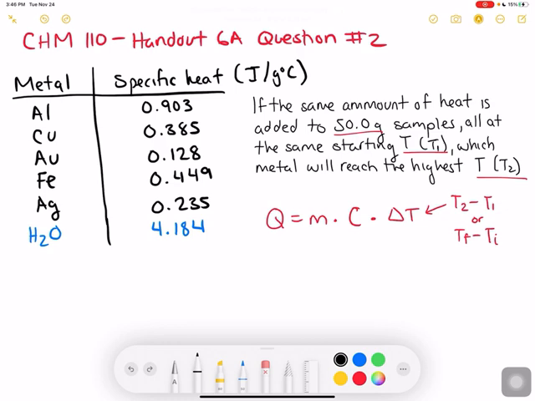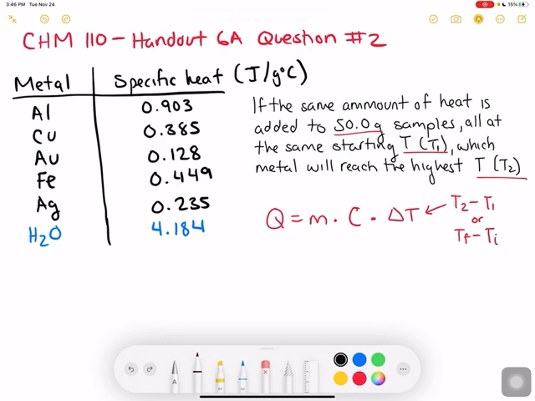Now you can do all of this mathematically, by using the formula Q equals mass times specific heat times the change in temperature, or temperature 2 minus temperature 1, final temperature minus initial temperature. Or you can just put a little bit of thought into this. And that's the reason why I put water into this example.